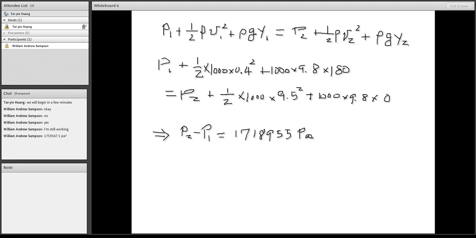So after you calculate the numerical values and rearrange, you find out the pressure difference between the outlet and the intake is, this is a huge number, let's see, 1718955 Pascal. Okay. All right. So that's one problem that it's better that students know how to do.